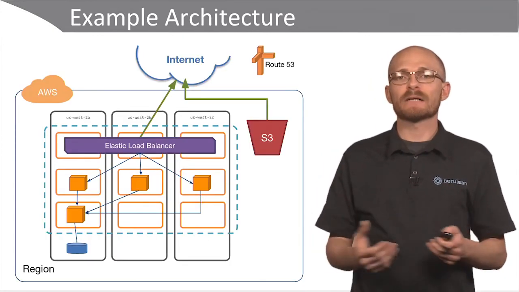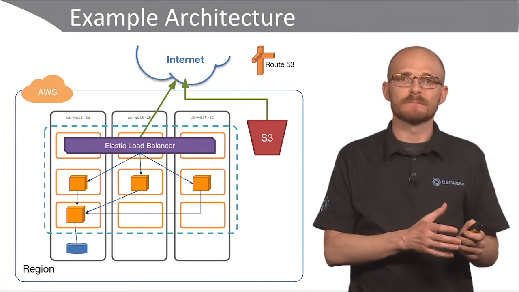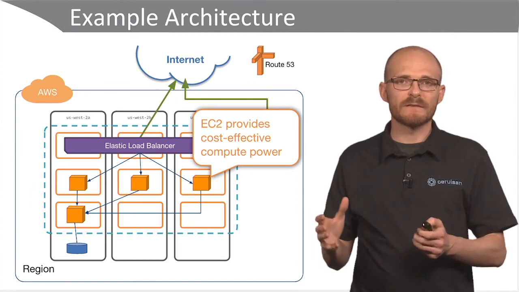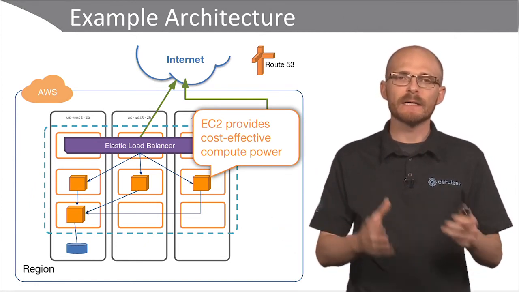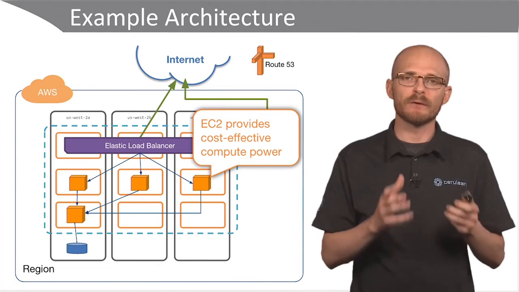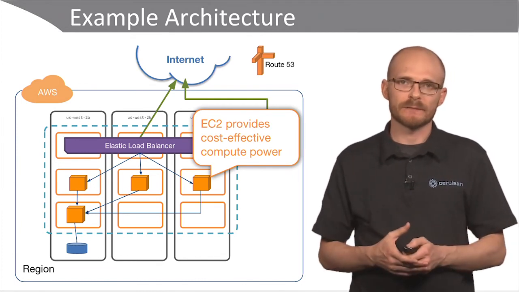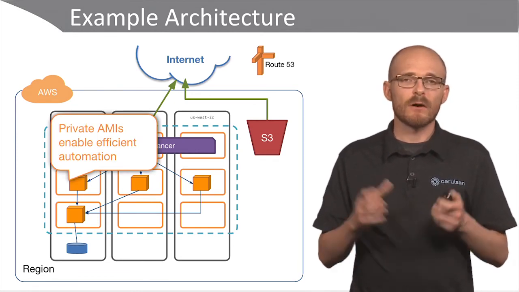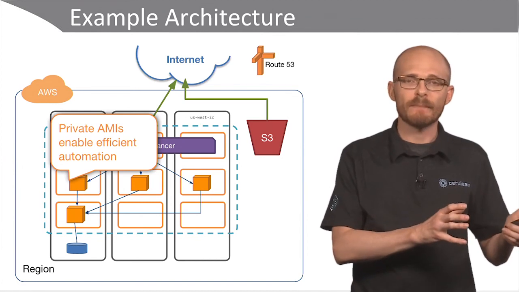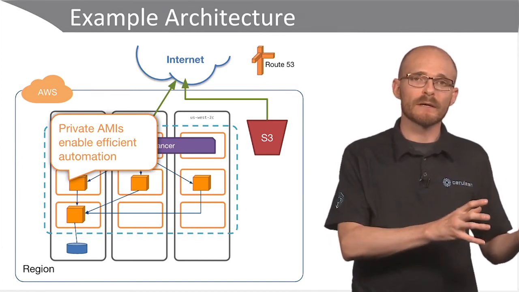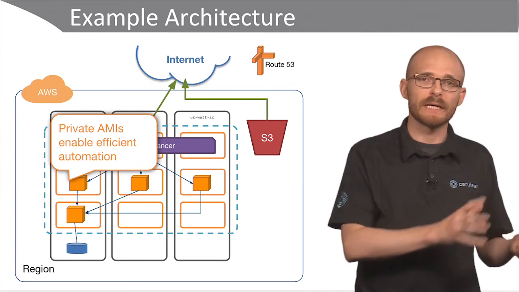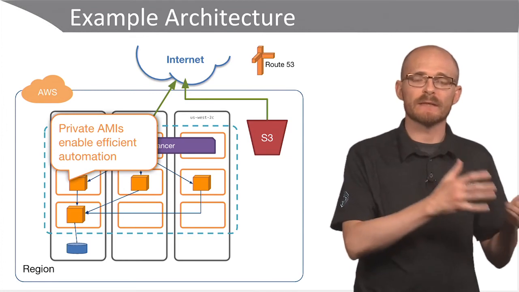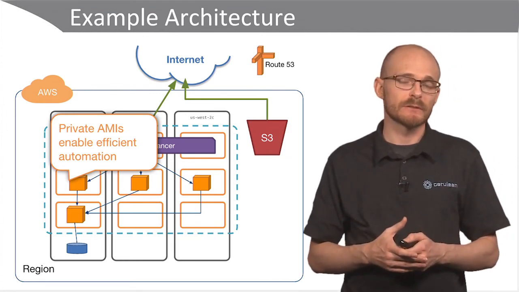All right, so going back to our original example architecture, in this architecture, EC2 is giving us that cost-effective, on-demand compute power, getting EC2 instances when we need them in order to satisfy the needs of our application. Private Amazon machine images are giving us a more efficient automation by allowing us to begin with preloaded software, beginning with a machine that already has most, if not all, that we need to get that machine in place and doing what it's supposed to do.